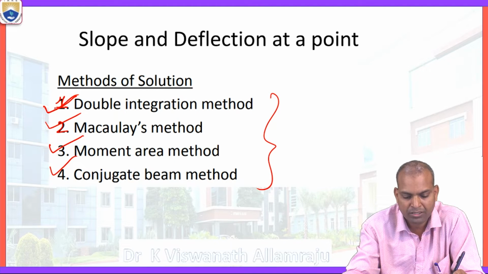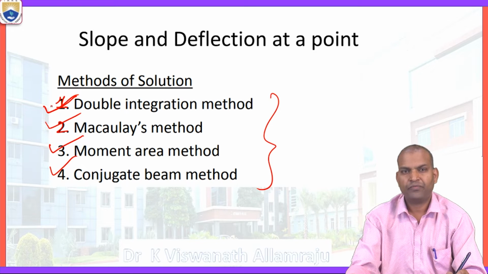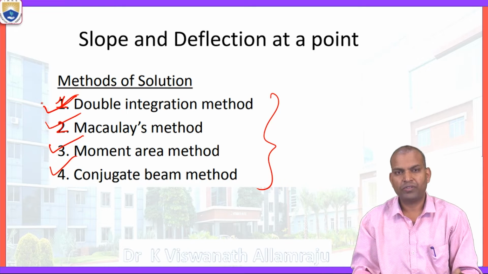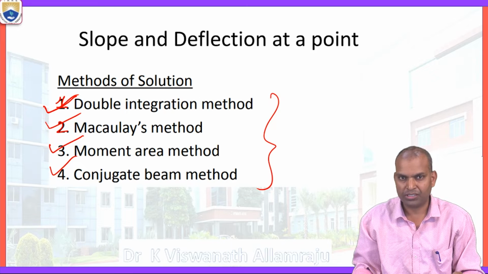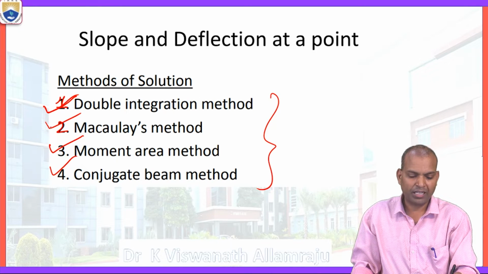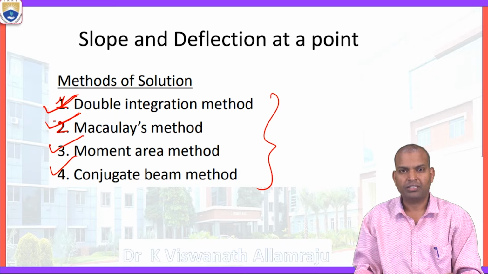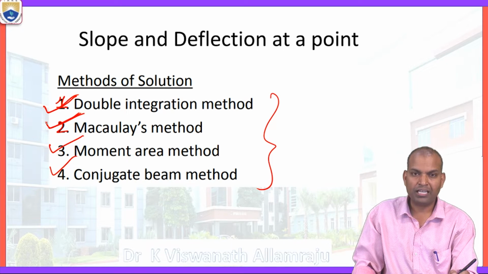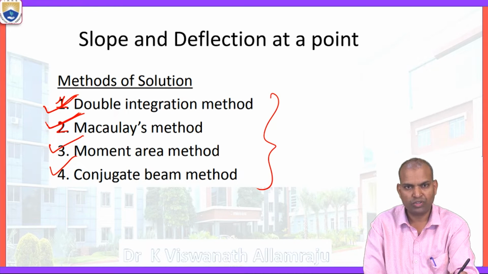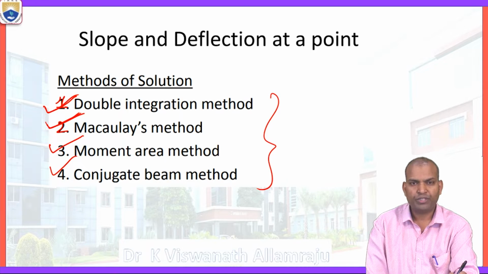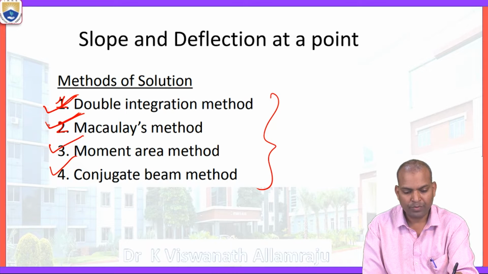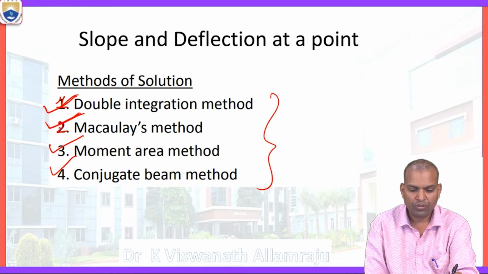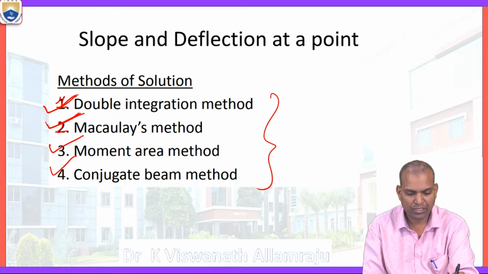In the double integration method, we have to write a number of bending moment equations for the various sections. Whereas in the case of Macaulay's method, we will write only a single equation. That's why it is the method of singularity functions. That's called Macaulay's method. That's why this Macaulay's method is highly useful for both multiple point loads and also uniformly distributed loads.